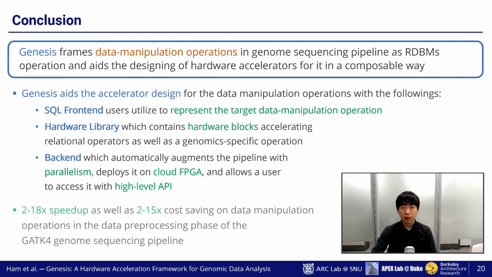Along with prior works targeting complex algorithms within the genome sequencing pipeline such as alignment, Genesis can reduce the runtime and the cost of genome sequencing and advance precision medicine.